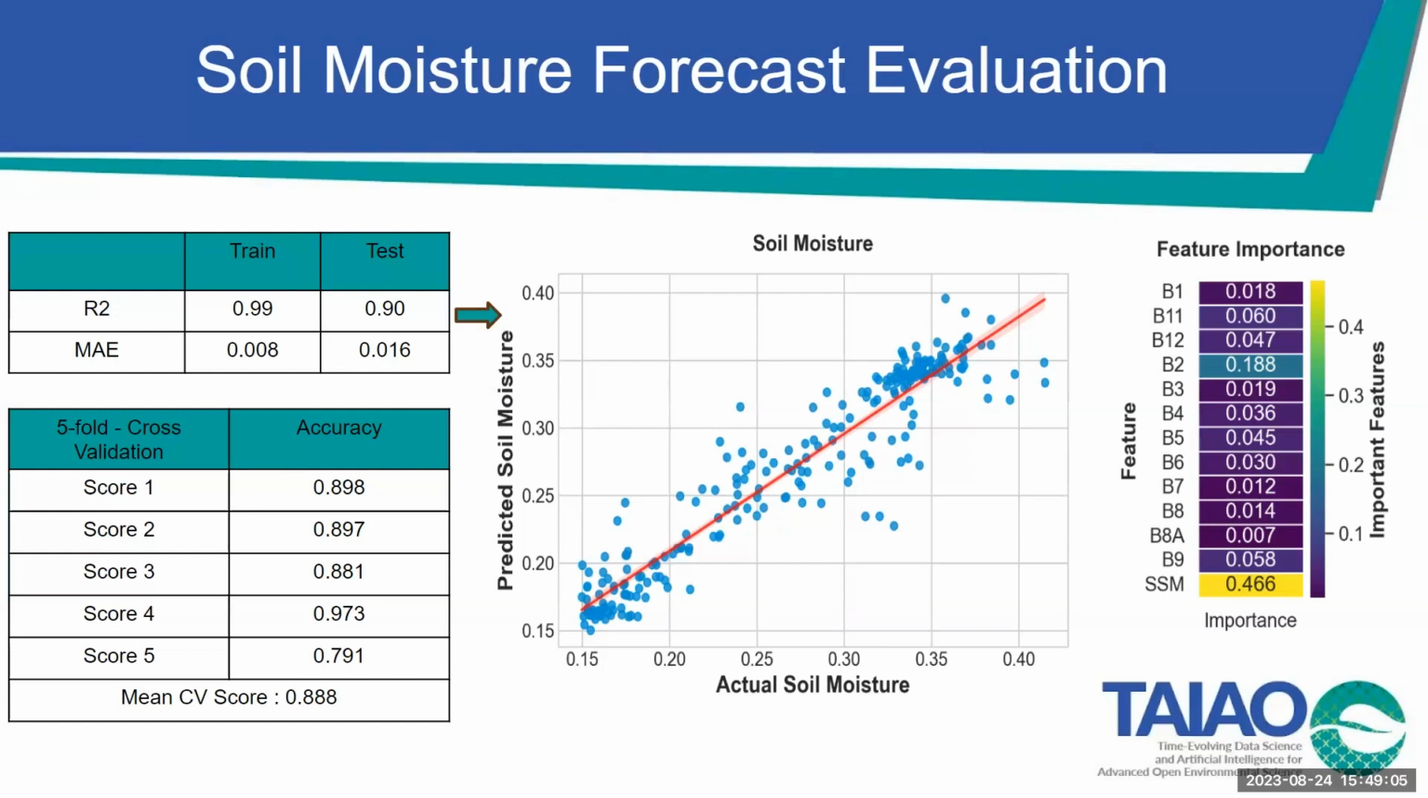By analyzing more into that, the important features contributing towards the model prediction are the surface soil moisture, then blue, green, infrared and shortwave infrared from Sentinel-2.